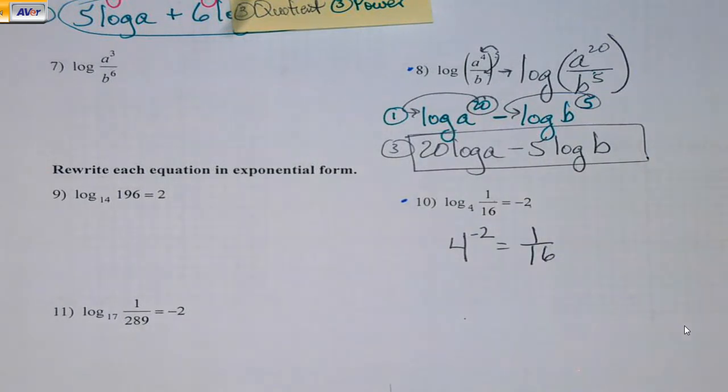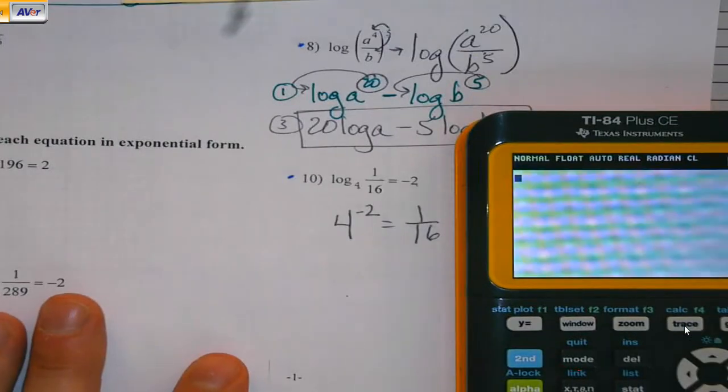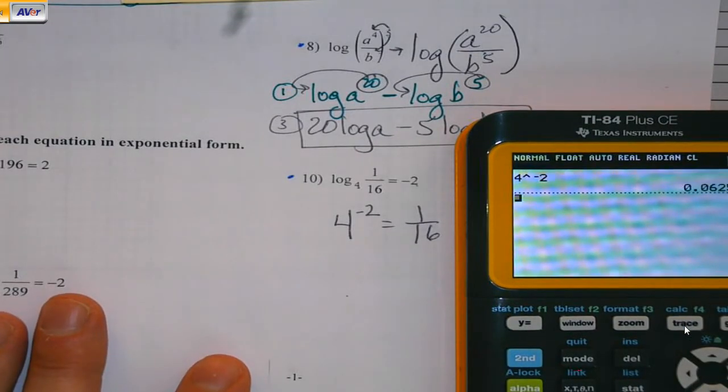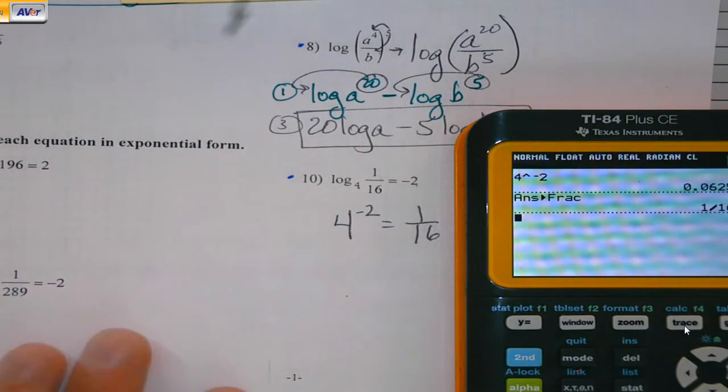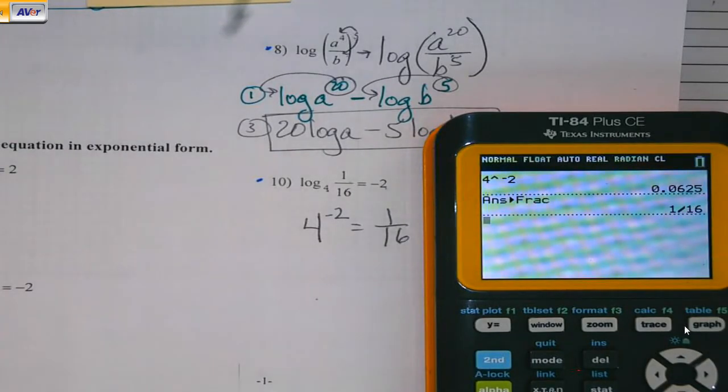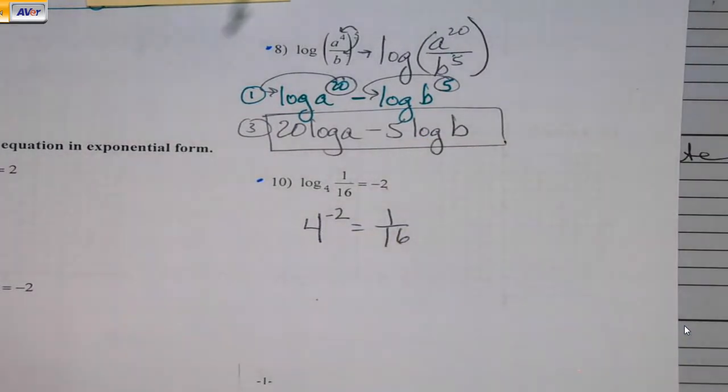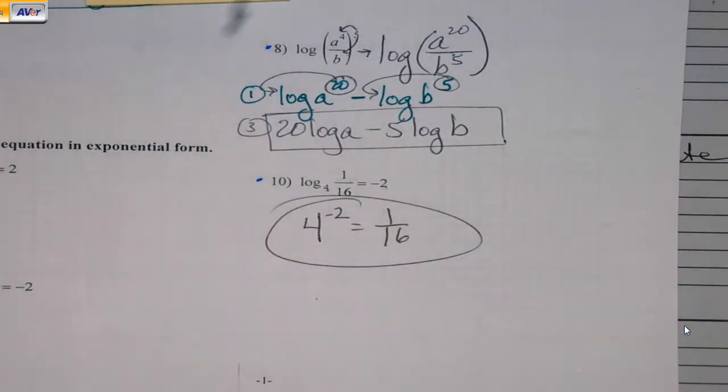So we'll take a moment here, and we'll see 4 to the negative second. Oh, it's a decimal. Math, enter, 1 over 16. Okay, whoops, 1 over 16. So I know that I'm right, and we're in exponential form. So you can play with that a little bit if you need to. Not a bad idea.